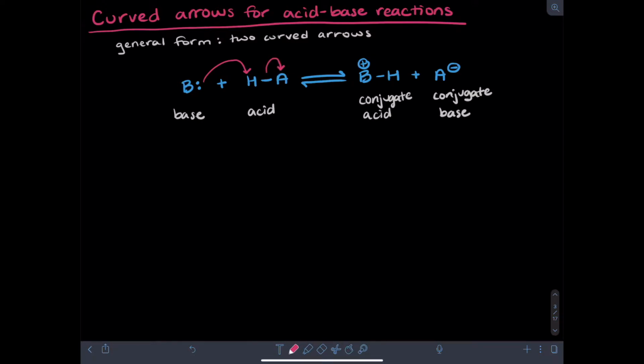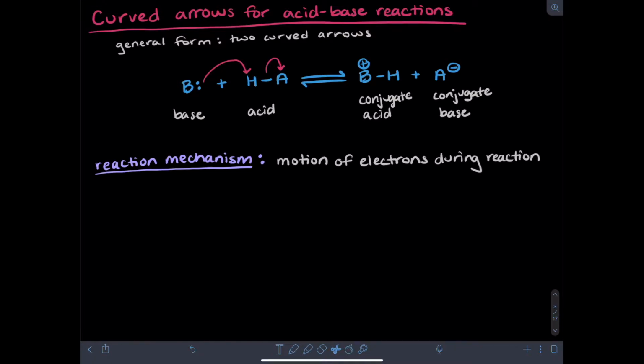The first curved arrow goes from the lone pair of the base to the proton, and the second curved arrow goes from the middle of the HA bond to A. What these 2 curved arrows are accomplishing is this one is showing the bond between B and H forming, and this one is showing the bond between H and A breaking and the electrons going to A. These curved arrows can be called the reaction mechanism, which is showing how electrons are moving and bonds are changing throughout our reaction.